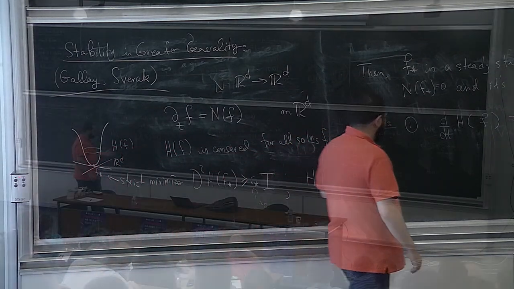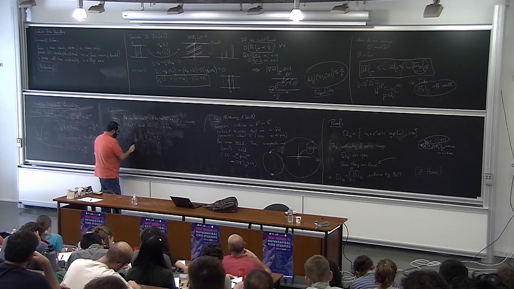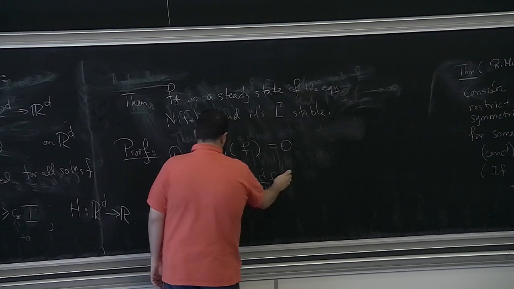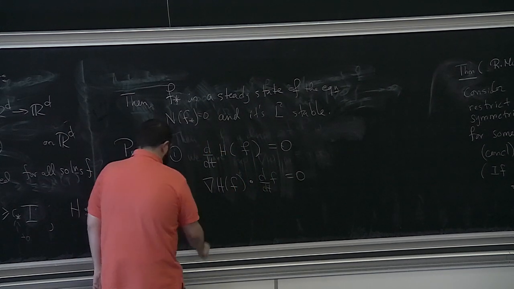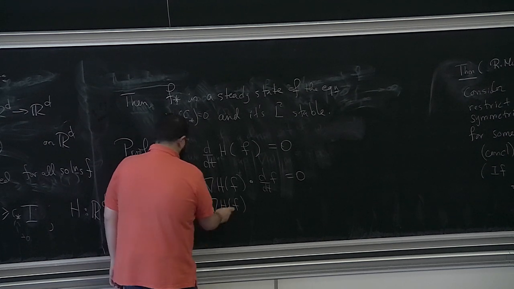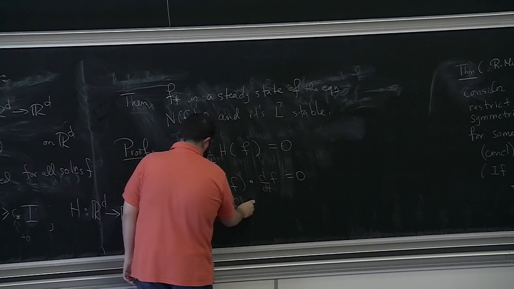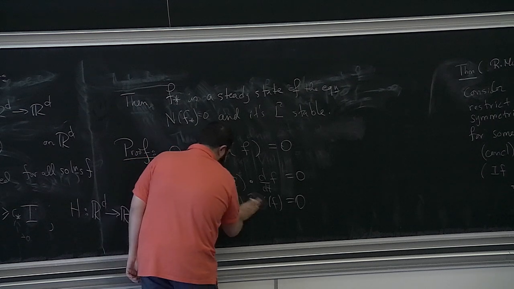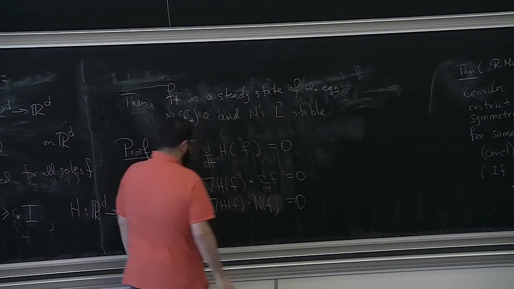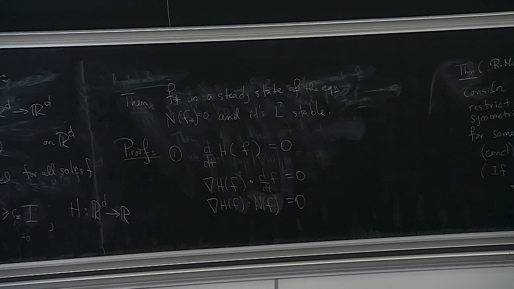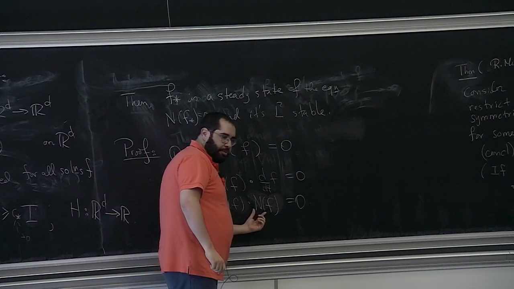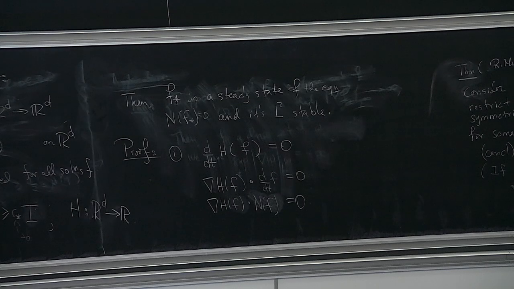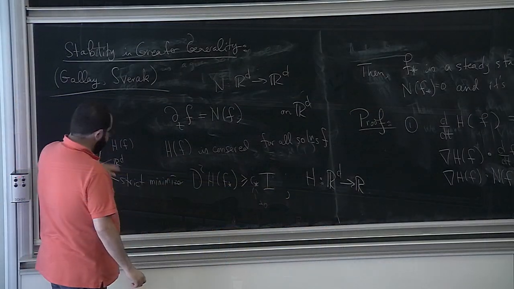Okay, so let's compute this. We said it's conserved, so the time derivative is zero. That's the gradient of H at F dotted with d/dt of F, which is the gradient of H at F dotted with N of F, and that is always zero. Which means that N is like the velocity you're moving by, and it's tangent to the level surfaces of H. So you can move along these circles, which makes it really big because this is R^d down here.